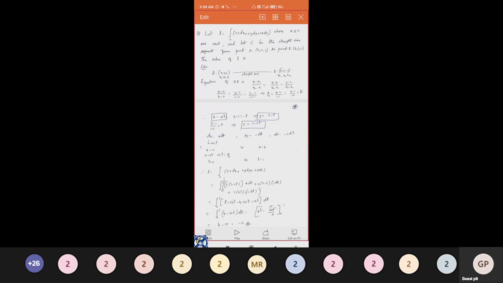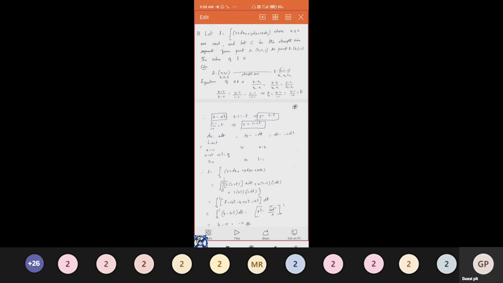And for notation sake, I'm calling the coordinates of point A as x1, y1, z1, and the coordinates of point B x2, y2, z2. Now we know that AB is a line segment. So we are going to find the equation of the line AB. And we know that the equation of line AB is given by the formula (x - x1)/(x2 - x1) = (y - y1)/(y2 - y1) = (z - z1)/(z2 - z1). Now we are going to substitute the x1, x2, y1, y2, z1, and z2 values in the above formula.